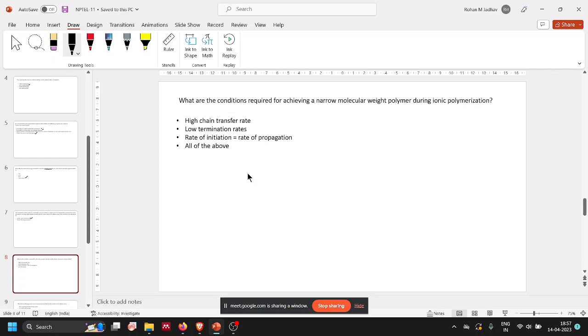Next question we have. What are the conditions required for achieving a narrow molecular weight distribution polymer during the ionic polymerization process? The options we have: high chain transfer rates, low termination rates, rate of initiation should be equal to rate of propagation, and all of the above. What is desired is a narrow molecular weight distribution. During ionic polymerization, a high chain transfer rate would be very unfavorable because chain transfer basically halts the activity of a polymer chain and passes it on to another molecule. That would be very undesirable for getting a polymer with a narrow molecular weight distribution, so high transfer rates are undesirable.